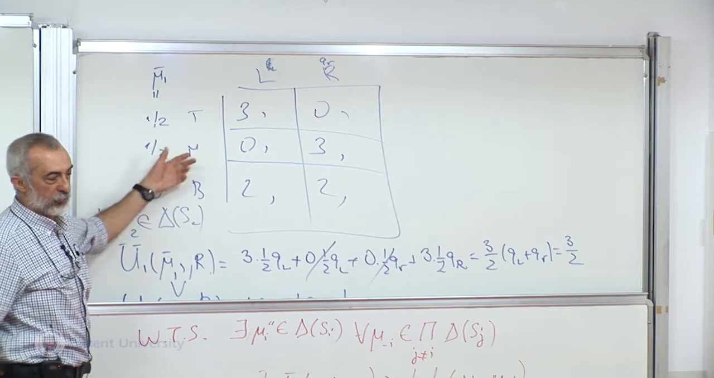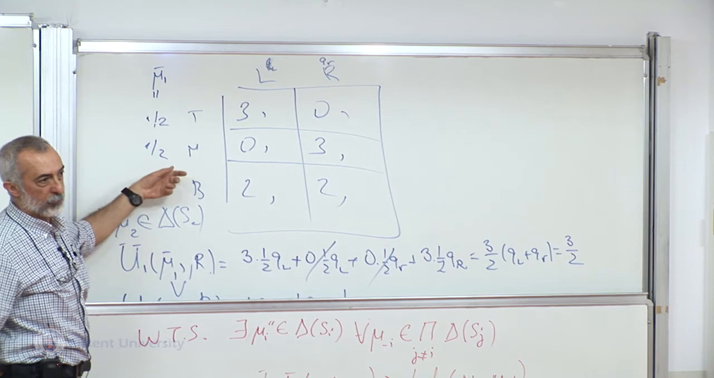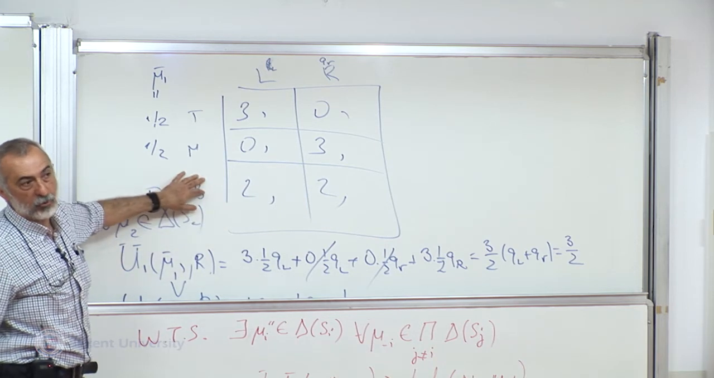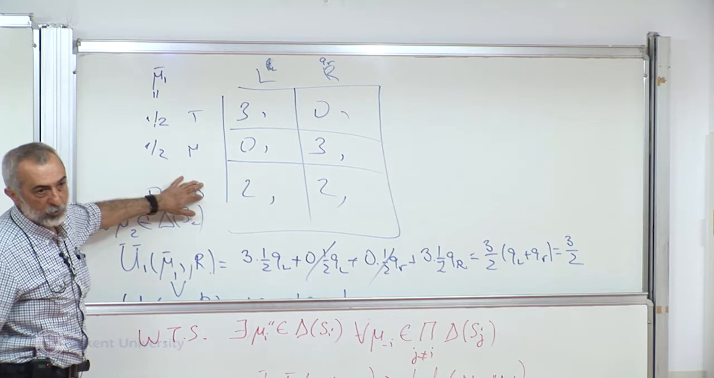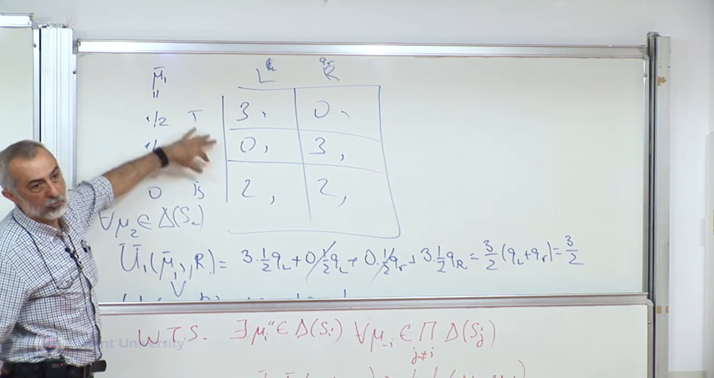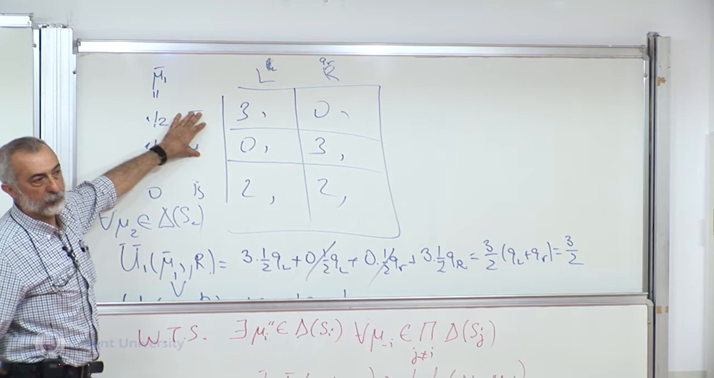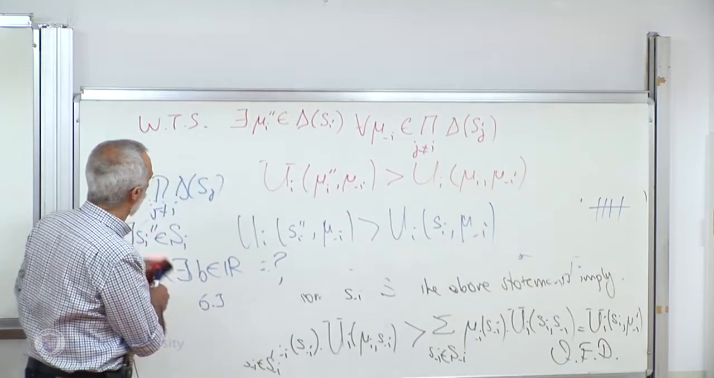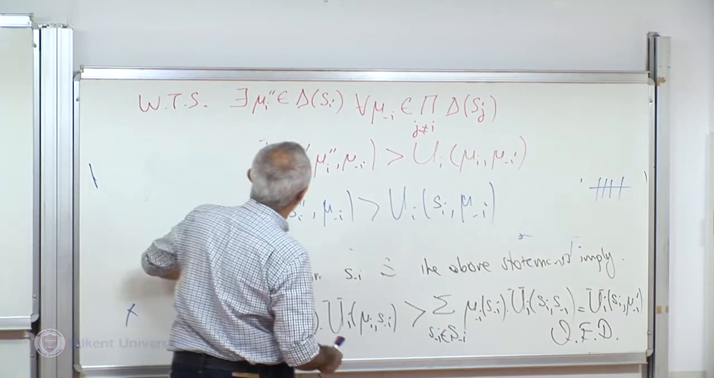Actually, that was something that we already had talked about in class. Okay? So a strategy can be strictly dominated in the mixed extension game, but not dominated in the underlying game. So what we have to do is something else. Okay, so how would you proceed?